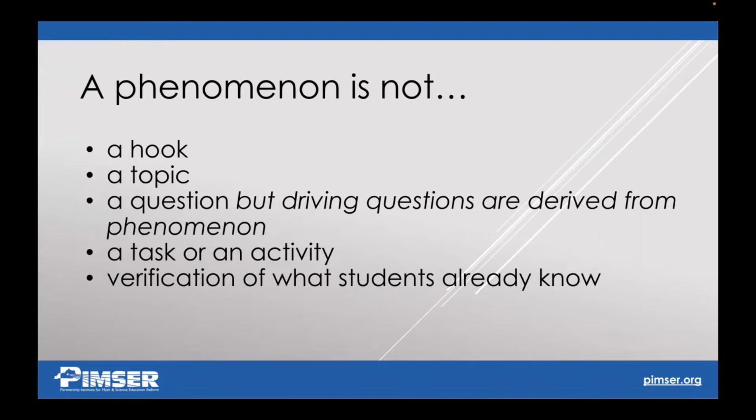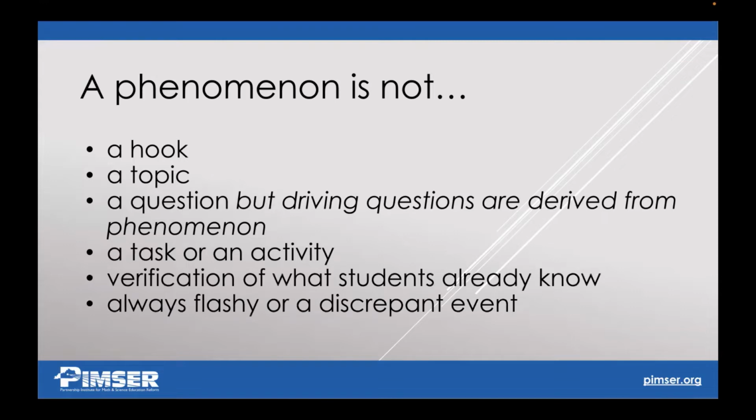For many of us, the activities we did in school, including at the college level, were verification labs. Our teacher or professor told us something. They may have even used what we considered a phenomenon to illustrate the science ideas. And then we did a lab to verify what we were told. Although some phenomena can be flashy or discrepant events, they don't have to be. For example, why do puddles disappear is a phenomenon question. It's not flashy or considered a discrepant event, but it can be observed and figured out using science ideas.